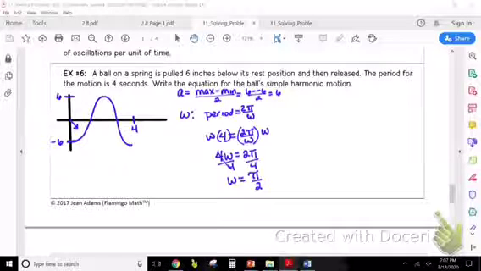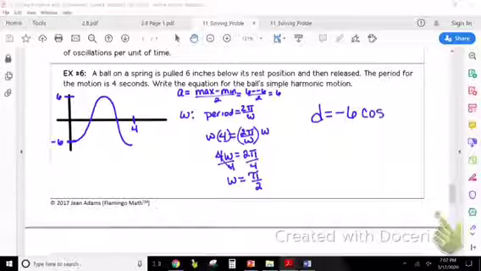Where does cosine normally start at? At the top. Positive cosine starts at the top, so what do you think it's going to be if it's at the bottom? Negative cosine. So that means the actual A value we're going to use is going to be a -6 because we're starting at the bottom. So our equation is going to be D equals, we said it's going to be a -6. We're using cosine. What's omega? And then it's T. And there is our equation.